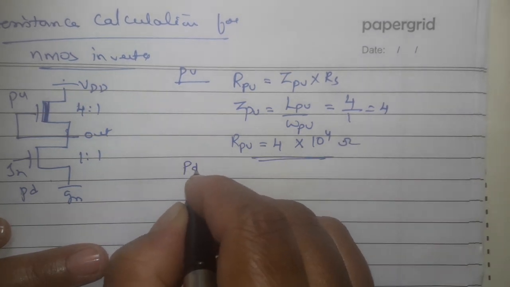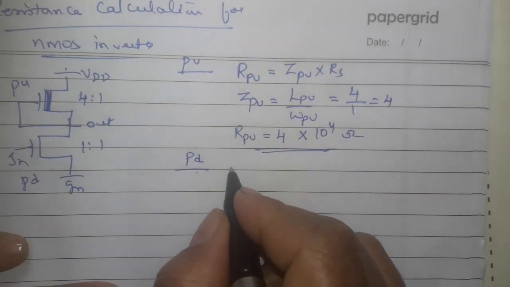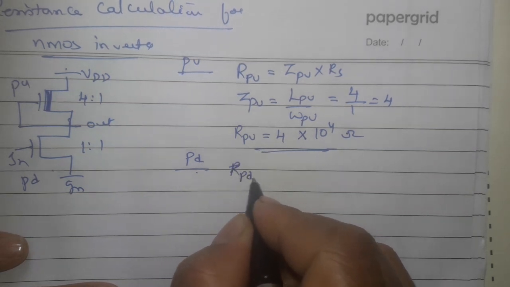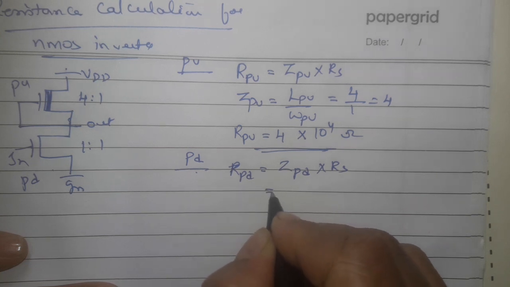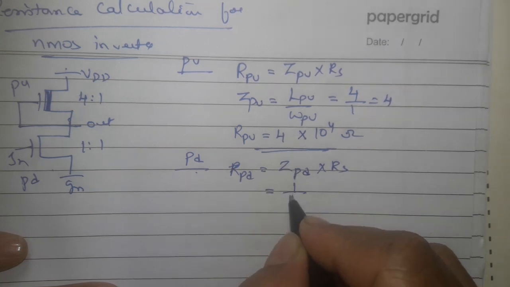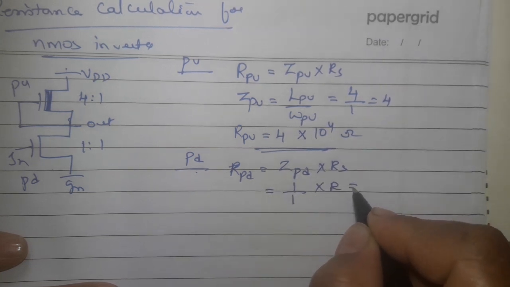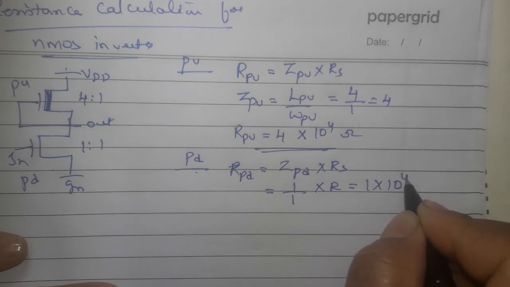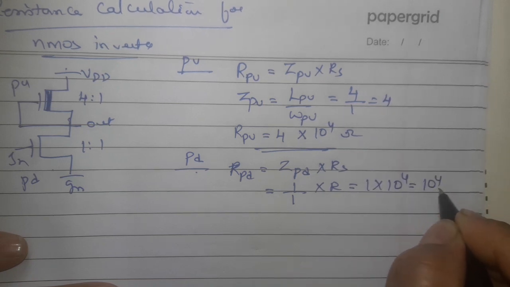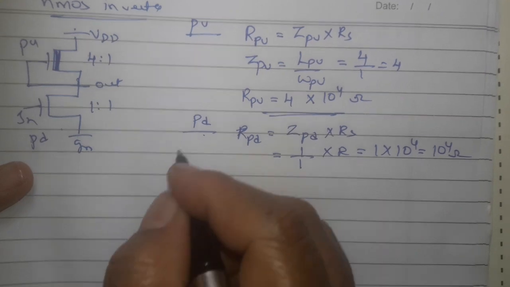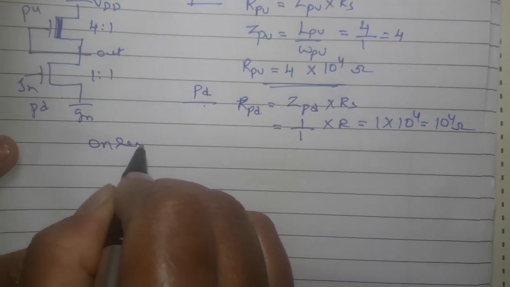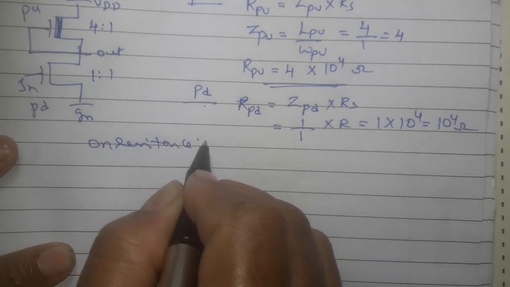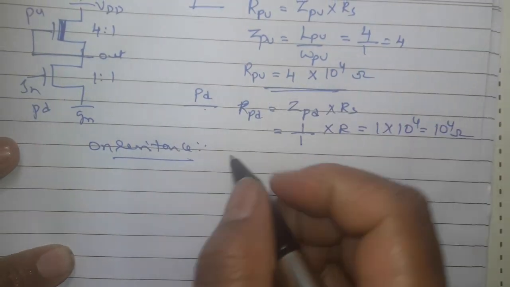Next, for pull down. Pull down, the same thing, R pull down is equal to Z pull down into RS. Z pull down is 1 by 1, L by W, into RS. So, this is 1 into 10 to the power 4, that is 10 to the power 4 ohms. Okay. If they ask you to find the on resistance, on resistance will be the combination of these two resistances, pull up and pull down.